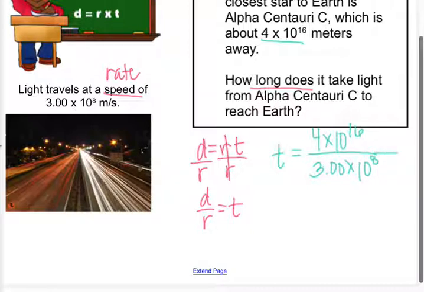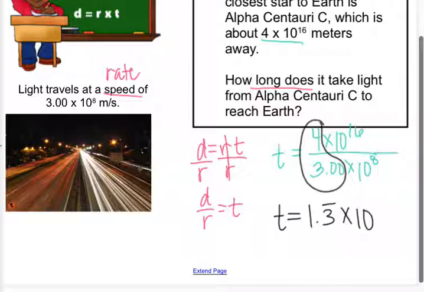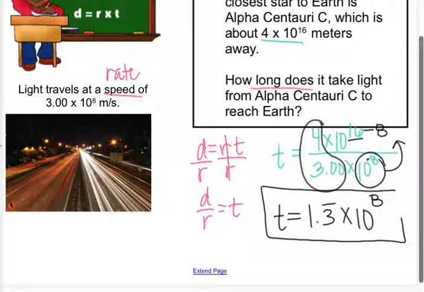Same idea as before. I would take 4 divided by 3.00, which gives me 1.3 repeating, times 10 to the 16 minus 8, because if I go ahead and move this up here, it's going to be 10 to the 8th. So my time, and what is time labeled in? Time they're talking about in seconds.